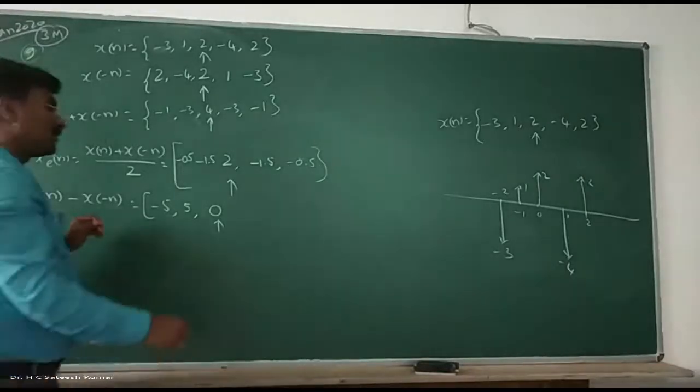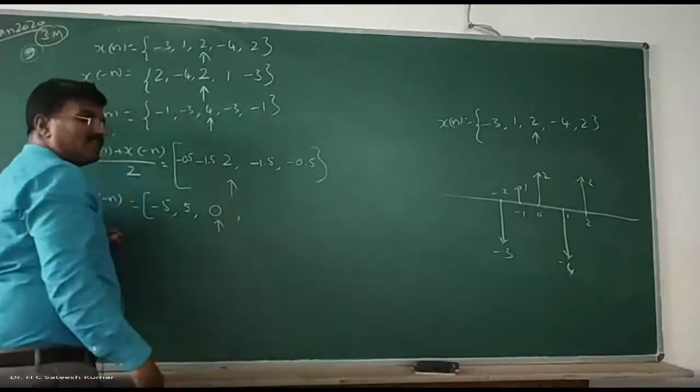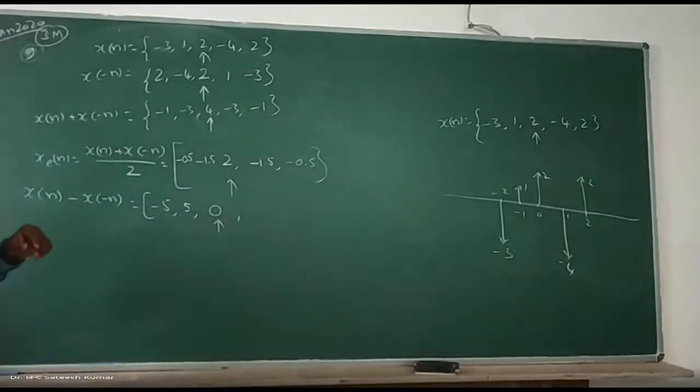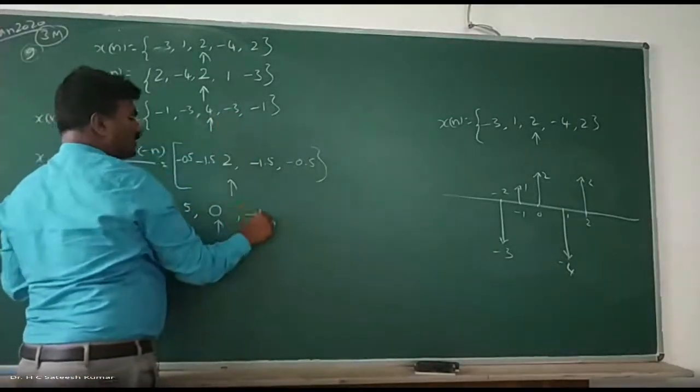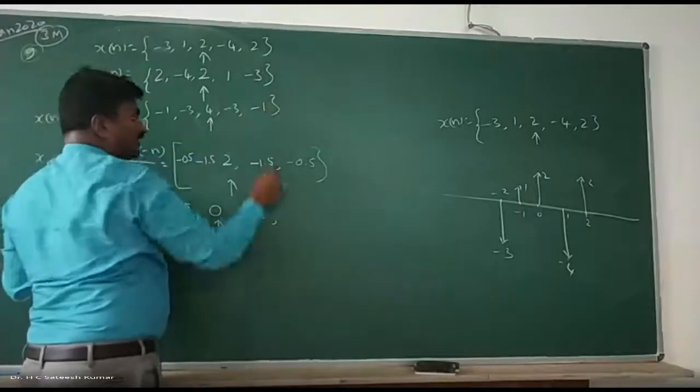In the odd part, what is it that we said? Left hand side is the double fold of right hand side, I said, right? And origin value is 0 always, we said. And next, what is it that we have? Minus 4, minus 1, minus 5. And 2 minus of minus 3 is 5.